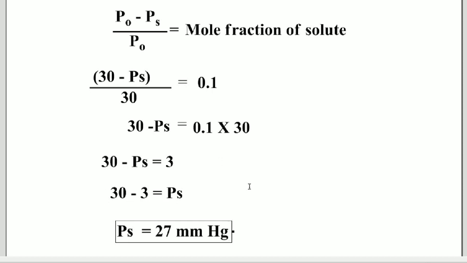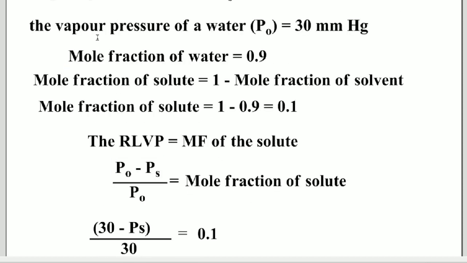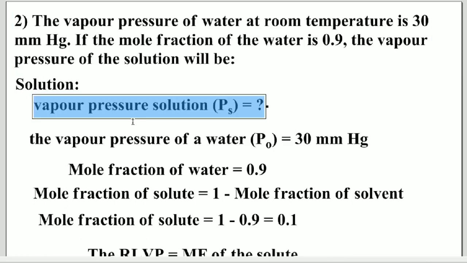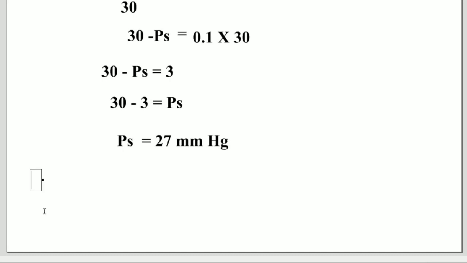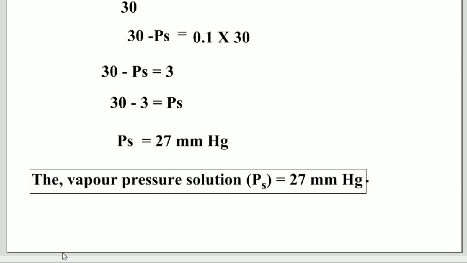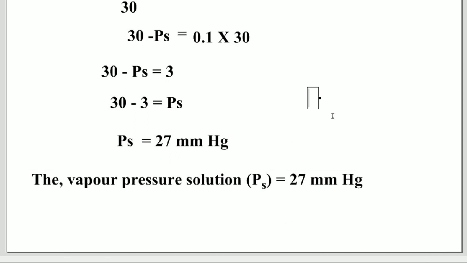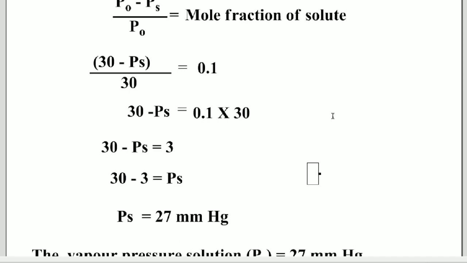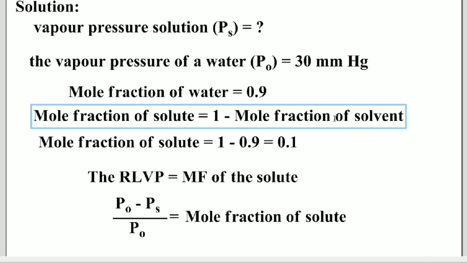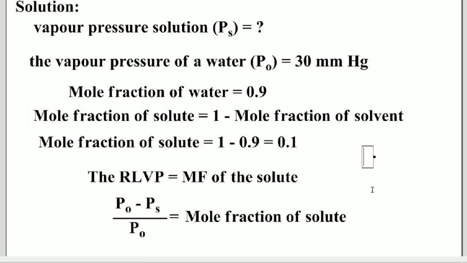Therefore students, we can write like this: the vapor pressure of the solution PS is equal to 27 mm of Hg. So students, if the mole fraction of solute is given and the vapor pressure of pure solvent is given, we can find the vapor pressure of solution in this manner. So students, I hope you easily understood this problem.